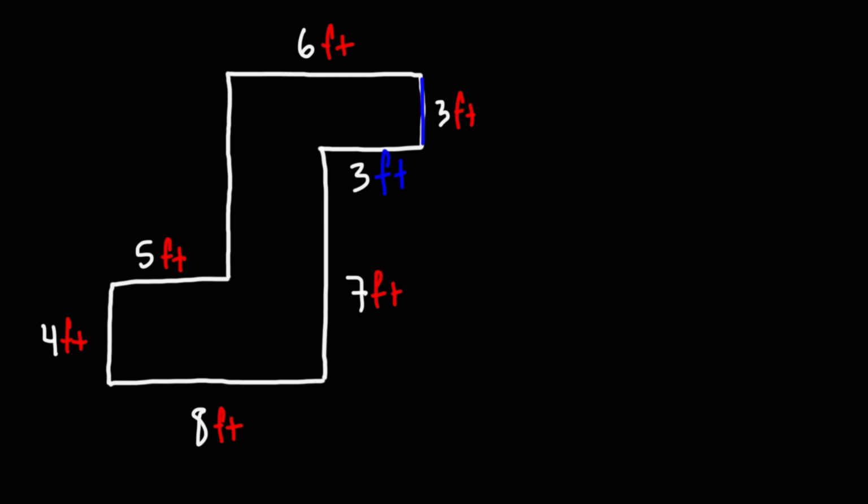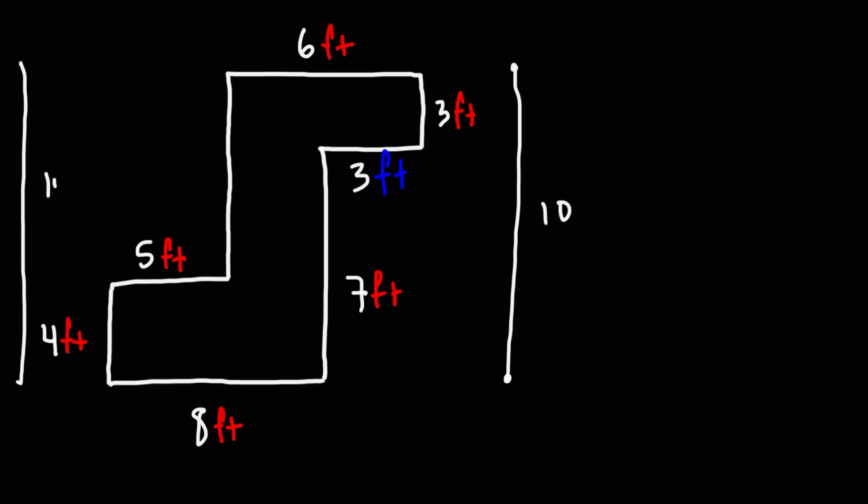So notice that this is 3, this is 7. So that gives us a total of 10. Now, this part over here is 4 feet long. And this part should also be 10. They're the same. So 10 minus 4 will give us this portion, which is 6. So that's how you could find the missing side lengths.